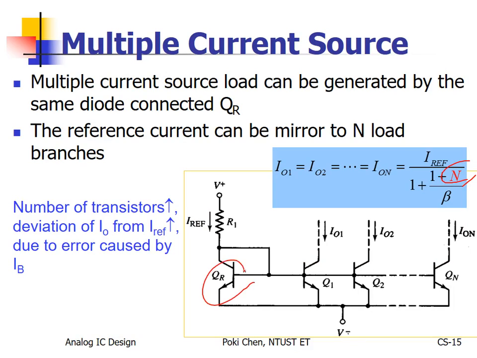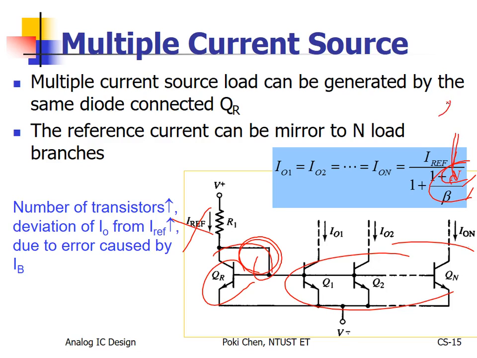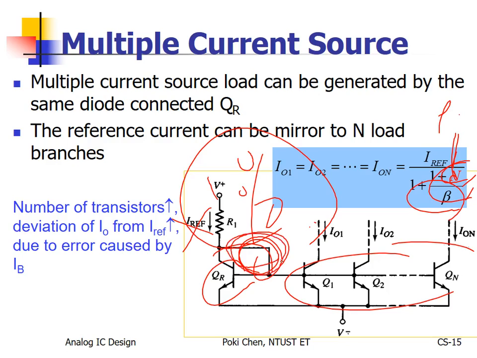Again, one for all means the bias current needs to be supplied by this branch. It will make much more deviation for your IREF from the other output current here. Okay, you can see if n equals 9 or 10, then you will get around 10% deviation, from 1% to 10%. Are you happy? If not, then you may use the current attenuator here, right?